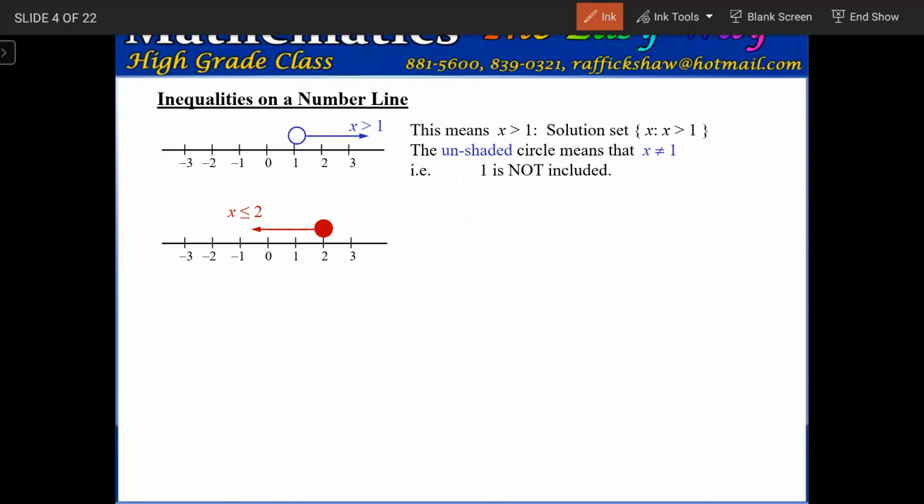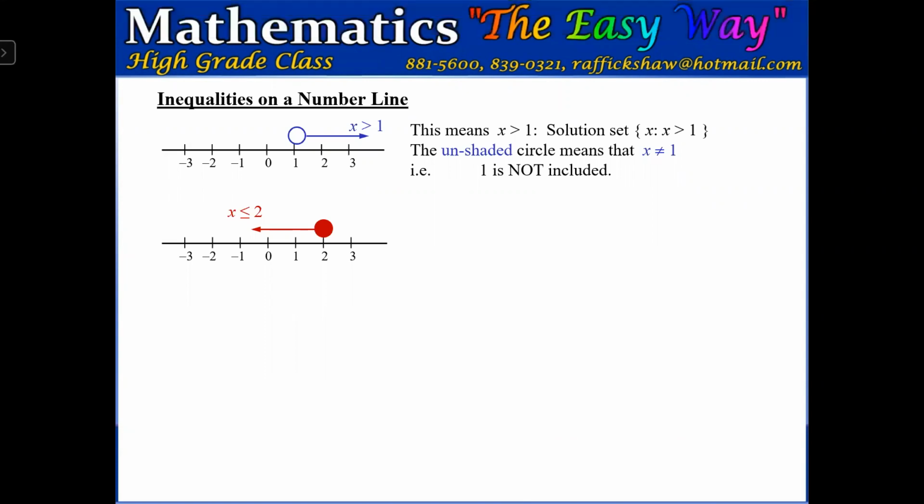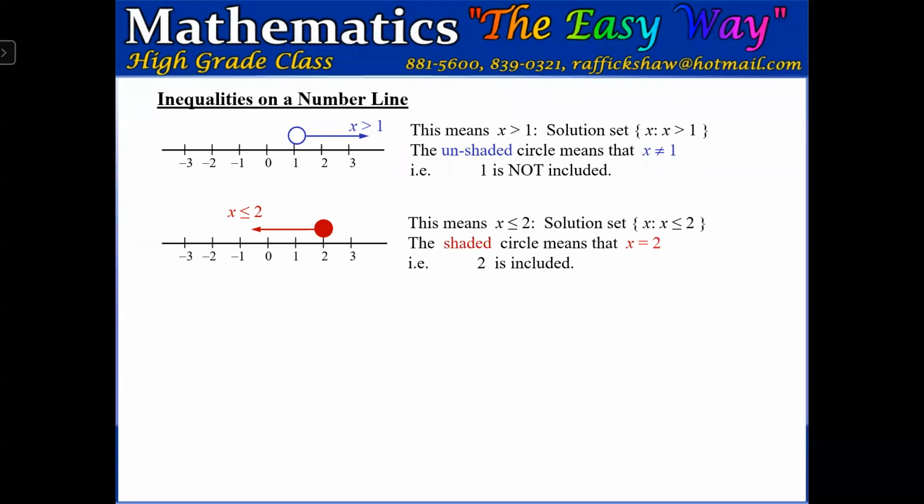So that's the difference between a shaded circle and an unshaded circle. The shaded circle means you put the equal as a part of the inequality. The unshaded circle means that you don't put the equal. And the arrow to the left means that you want values that are less than two, but also equal to two. So for this one now, that means X is less than or equal to 2.